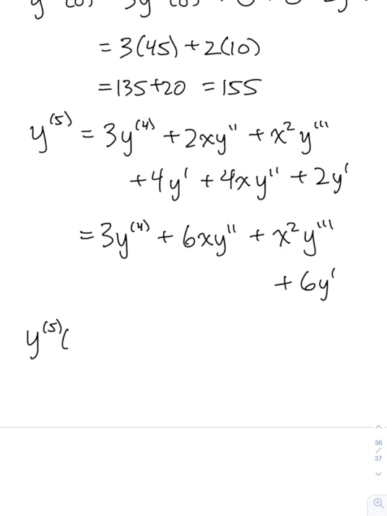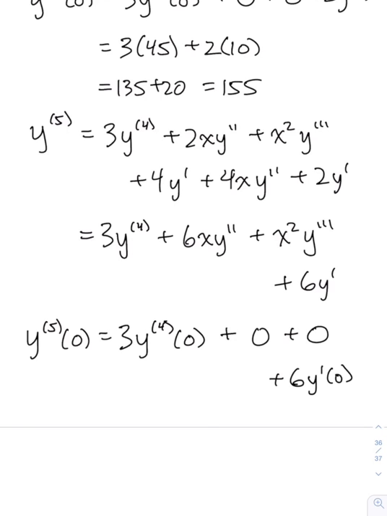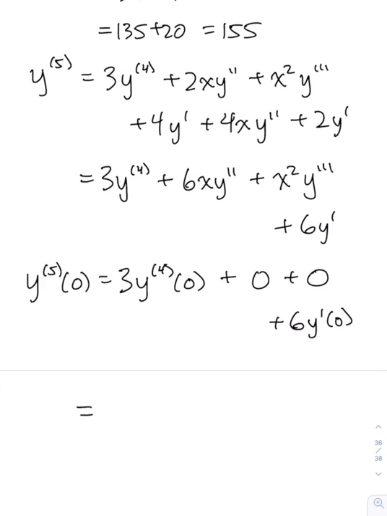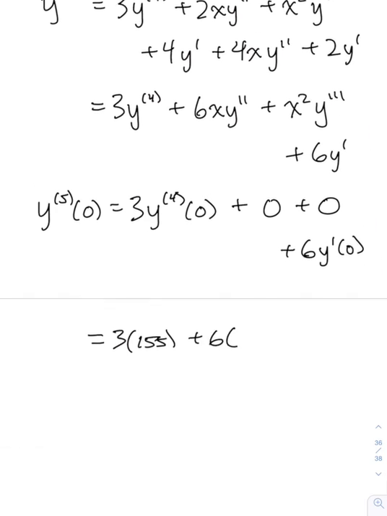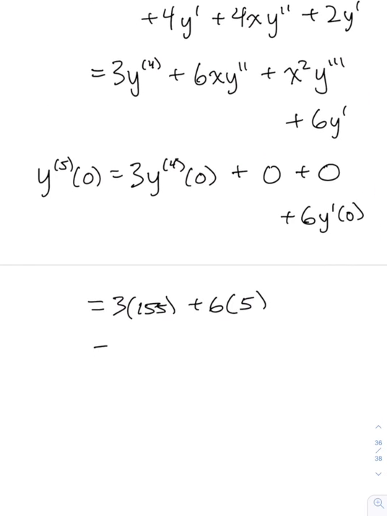So the fifth derivative of y, evaluated at 0, is 3 times the fourth derivative of y, evaluated at 0, plus, then that's a 0, and that's a 0, plus 6 times y prime of 0. All right, so that's 3 times 155 plus 6 times y prime of 0. What's that? Y prime of 0 all the way back, it's 5. Okay. So what's that? 465 plus 30 is 495. All right, got all my numbers and I can put them in.